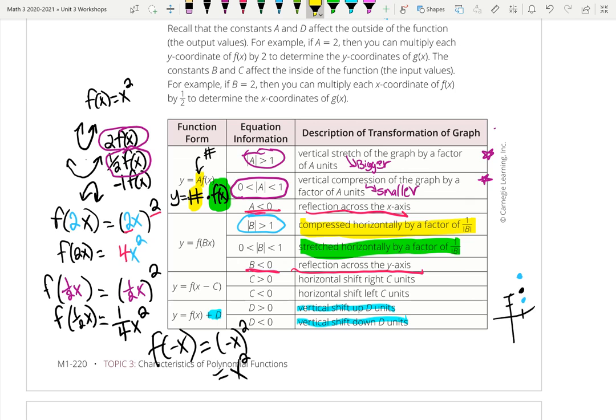Likewise, the rule on the inside is if it's being subtracted by a number, it depends if it moves right or left. If c is a positive number, meaning it's going to go to the right one. If it's a negative number, you're going to go to the left one.